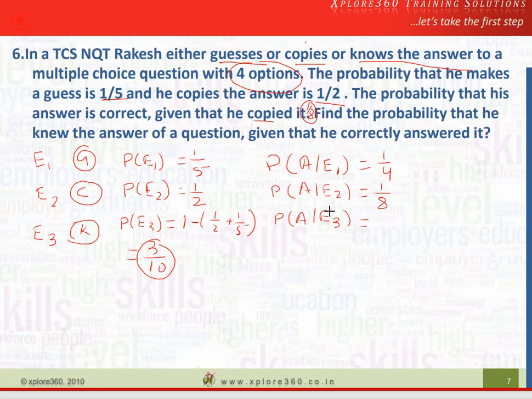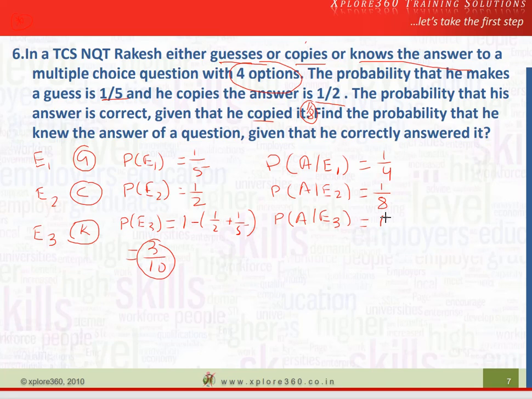The probability of marking the correct answer, right, when he knows the answer. If he knows the answer, then what is the probability of marking the correct answer? He already knows the answer, so the probability is going to be 1. There is no confusion. It is not given in the question, but you have to use your brain. He knows the answer, then what is the probability of getting the correct answer? 1. Already knows, right?